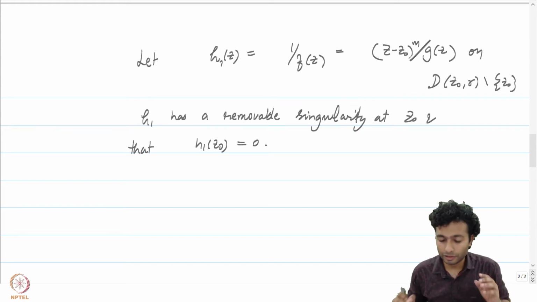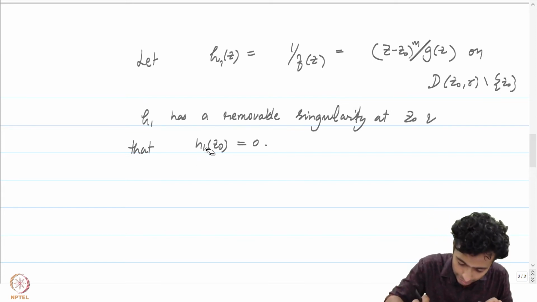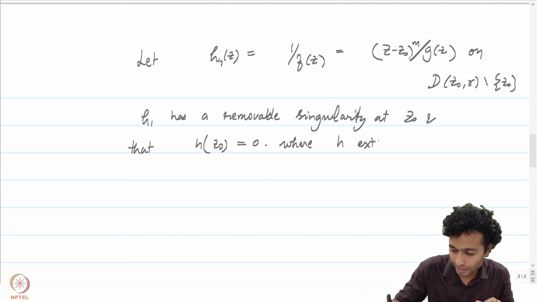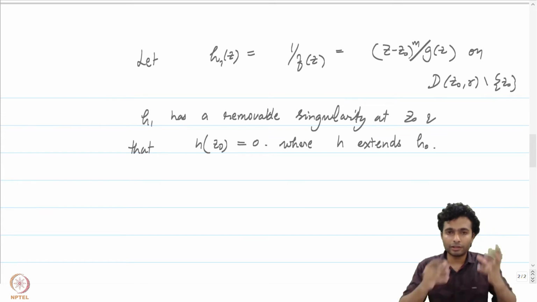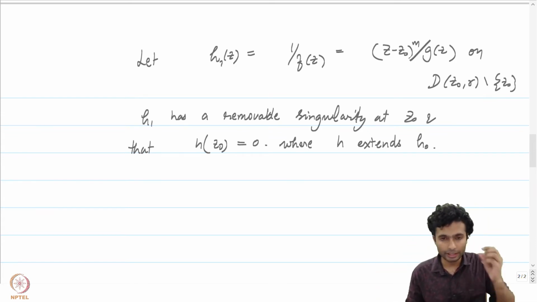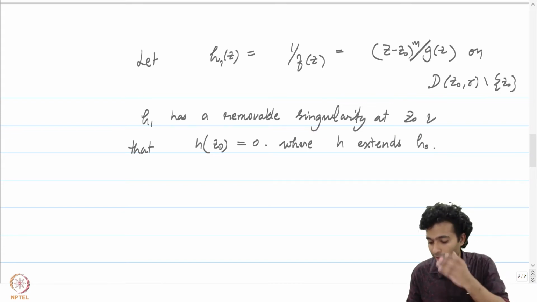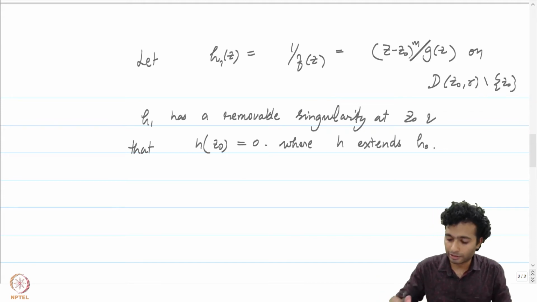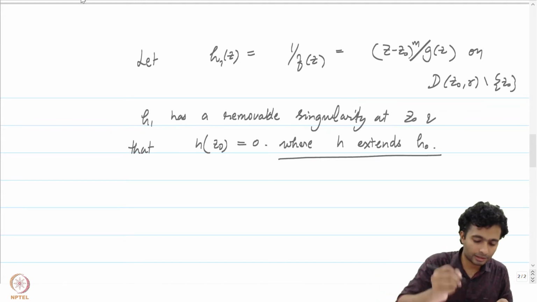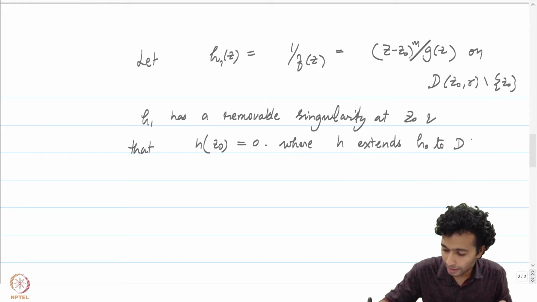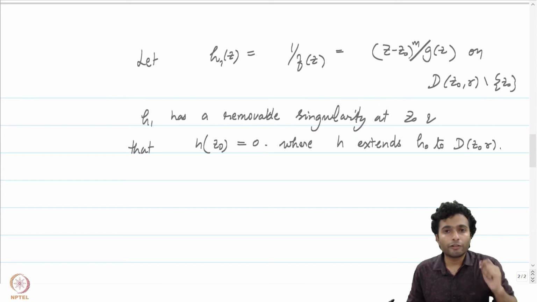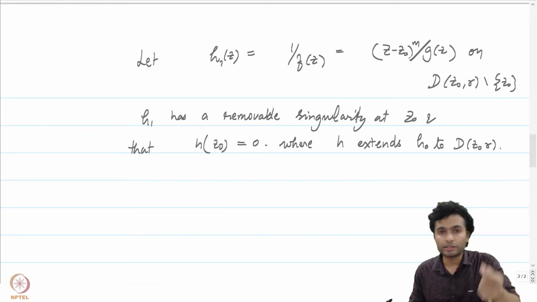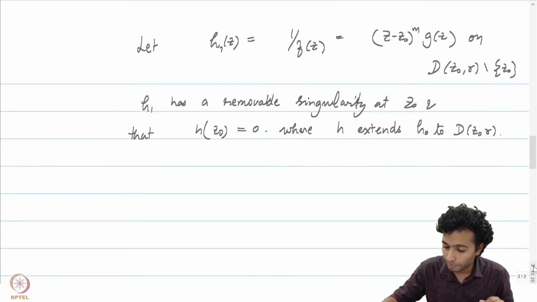So h extends h1. If h1 has a removable singularity at z0, that means that in D(z0, r) there is a holomorphic function h such that h of z is equal to h1 of z on D(z0, r) minus z0. I have just captured all that by saying that h extends h1 to D(z0, r). So now we have a function h which is defined and holomorphic on D(z0, r) and which maps z0 to 0.